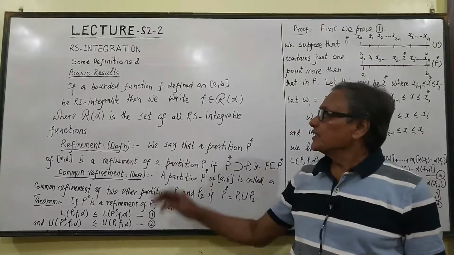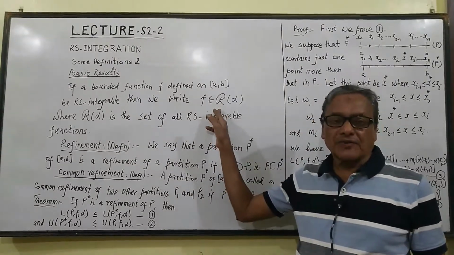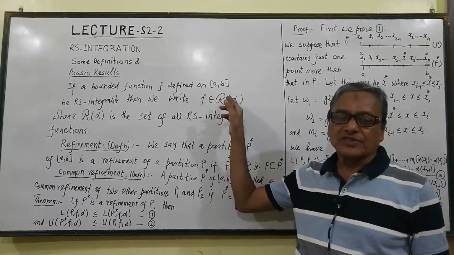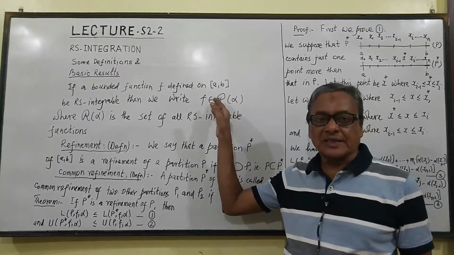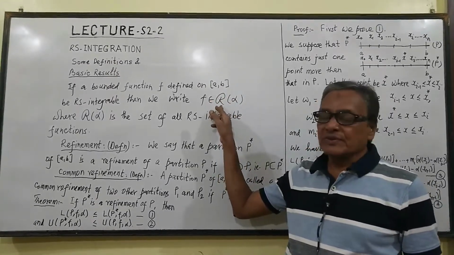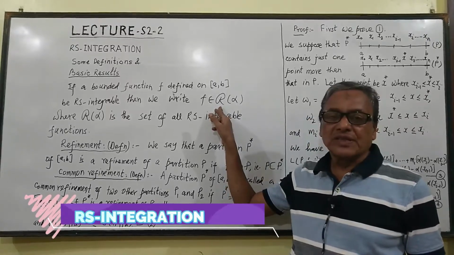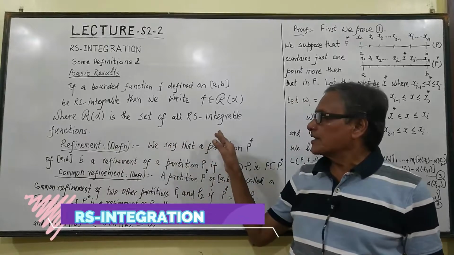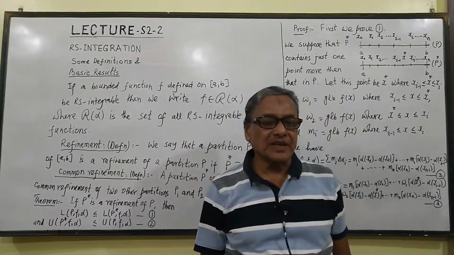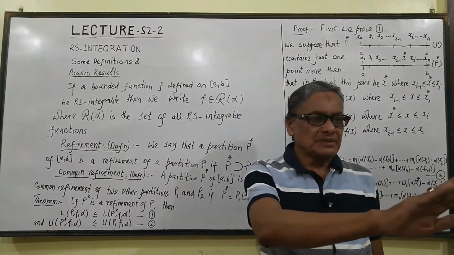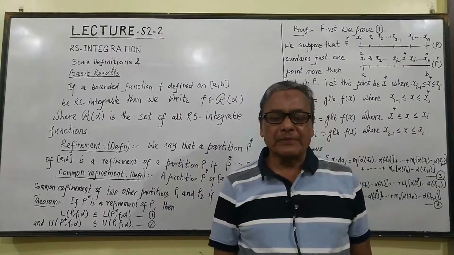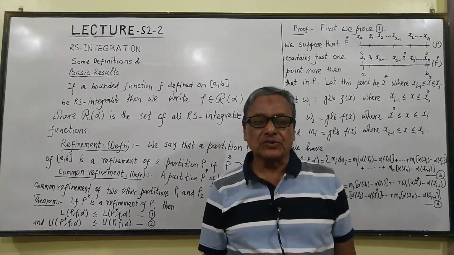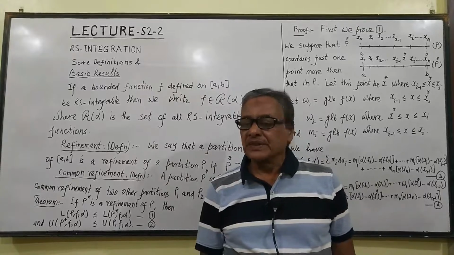then we write f belongs to script R(alpha). This is R but not capital R. It is called script R. So we write f belongs to script R(alpha), where script R(alpha) is the set of all Riemann-Stieltjes integrable functions. So whenever f is Riemann-Stieltjes integrable, we say that f belongs to script R(alpha).